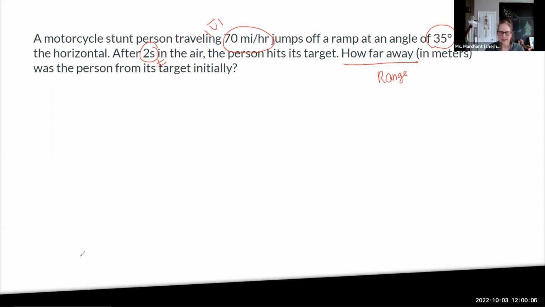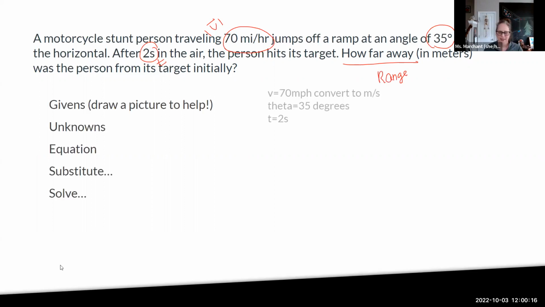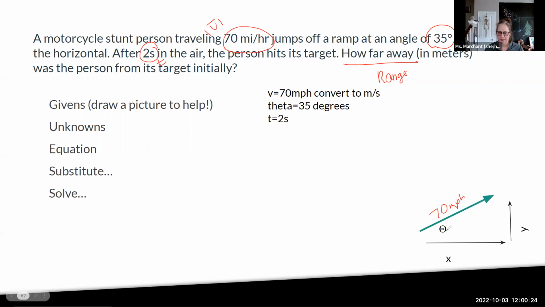So what equation do we know right now? Yep, range is velocity in the x times time. So you already have that in the back of your head, but I would recommend also drawing a picture to help you out. Those are our givens. There's our picture. Okay, so we know this is 70 miles per hour and this is 35 degrees. Okay, now it depends. 70 miles per hour, is that going to work?